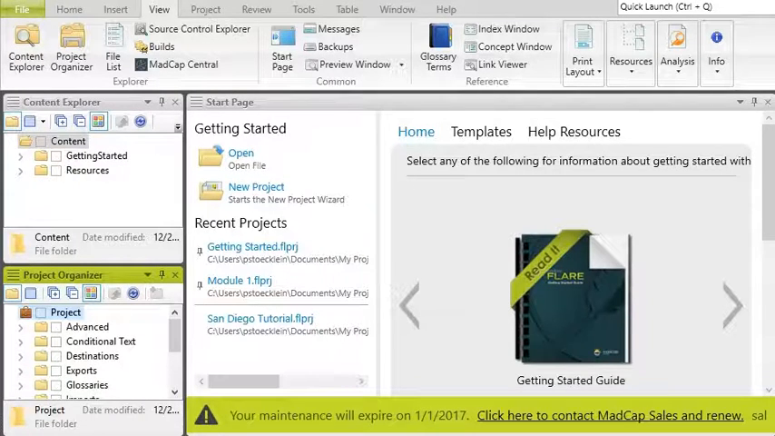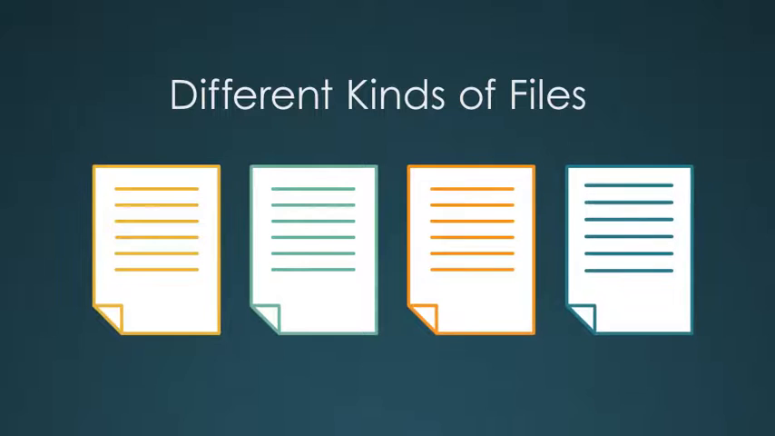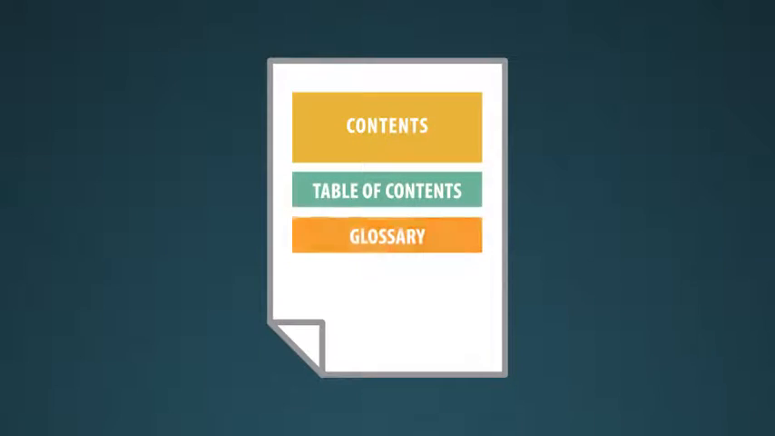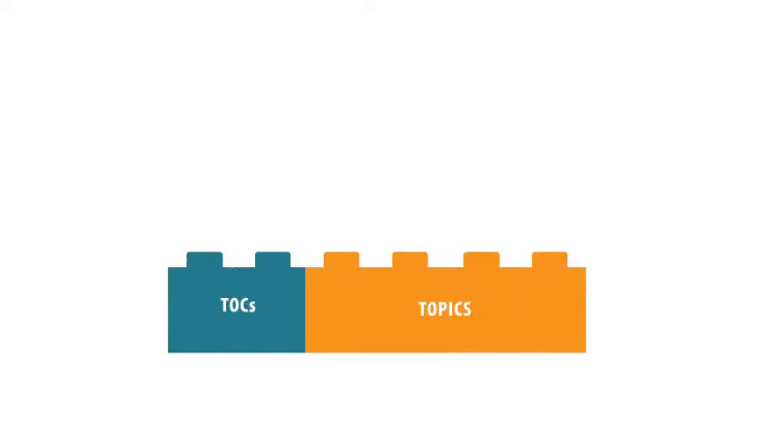These two window panes hold the vast majority of files that will be used to produce your output. There are several different kinds of files, but that's a good thing. In other authoring tools, you're probably used to everything being part of a single file, the content, the table of contents, the glossaries, the styles, and so on. It's not like that in Flare. Instead, most of the pieces are separate. Think of them as building blocks.